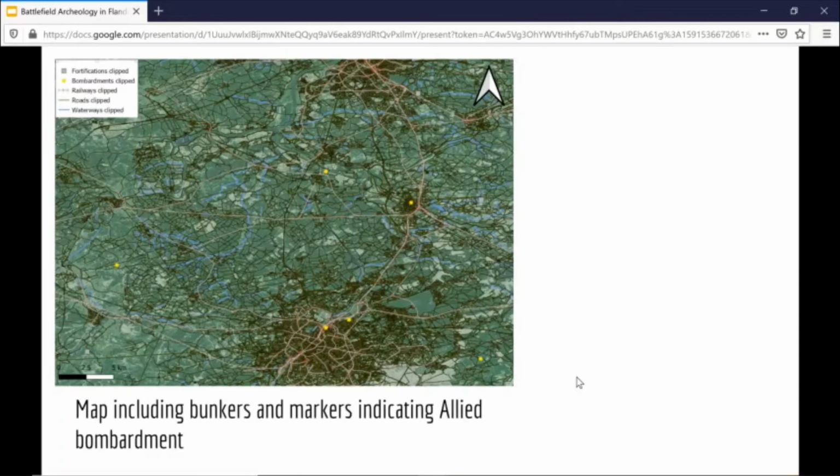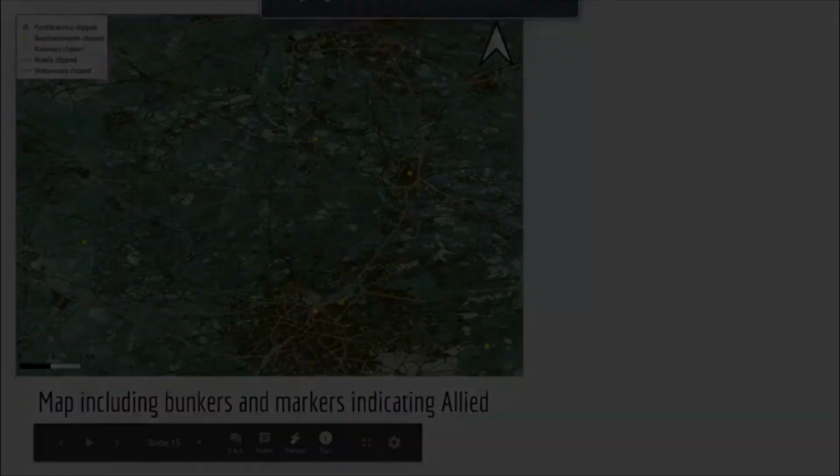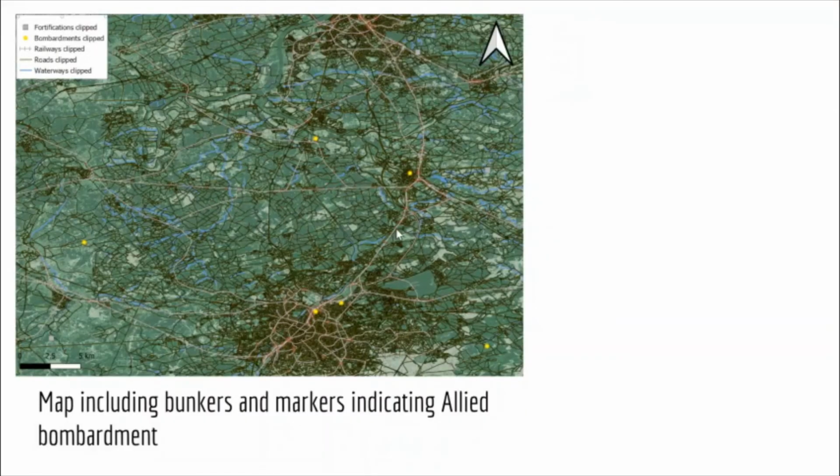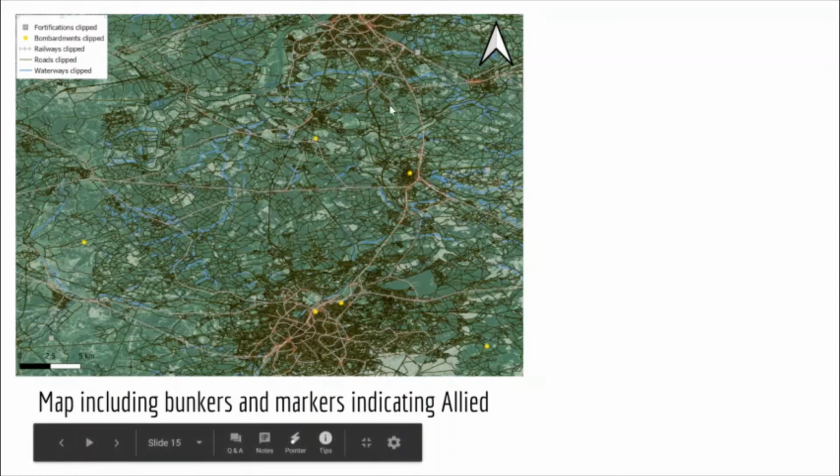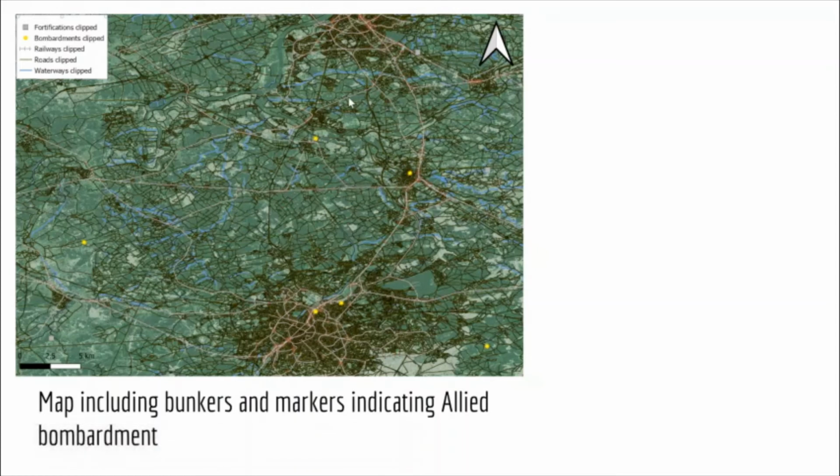So this is the small sample that I have here of the map. Let me full screen this so that you can see it better. What we have here are fortifications. You can see here, here, and here. As well as the bombardments. You got some all over the place. And you can also see the roads, waterways, and railways.